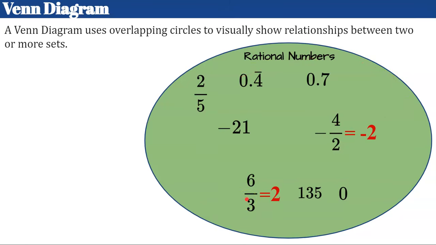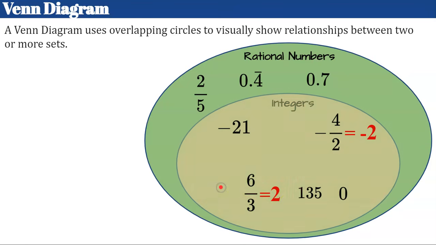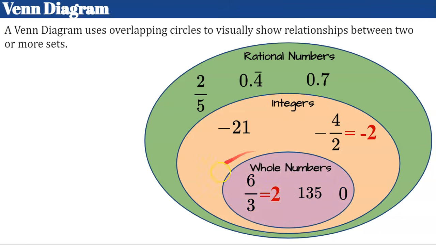So I just want to give you this visual representation of this, that all of these values are rational numbers. But more specifically, if I bring it back, these are all integers. So everything in the yellow is an integer and a rational number. And let's bring back our whole numbers. So our whole numbers are whole numbers. They're also integers and also rational numbers.